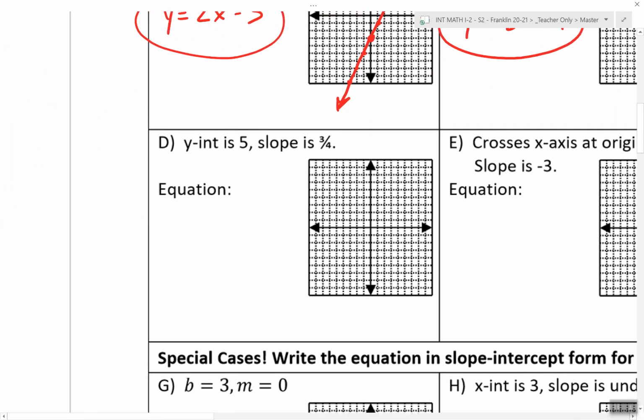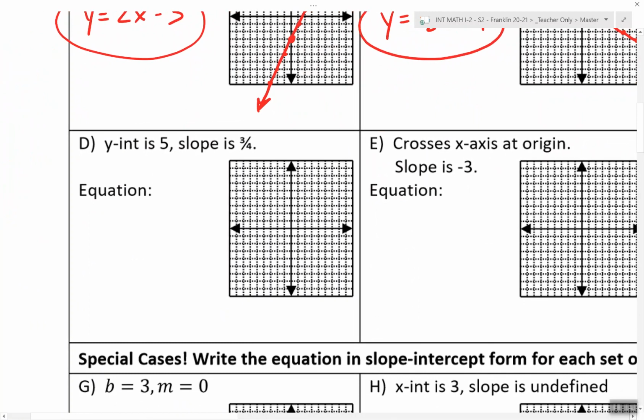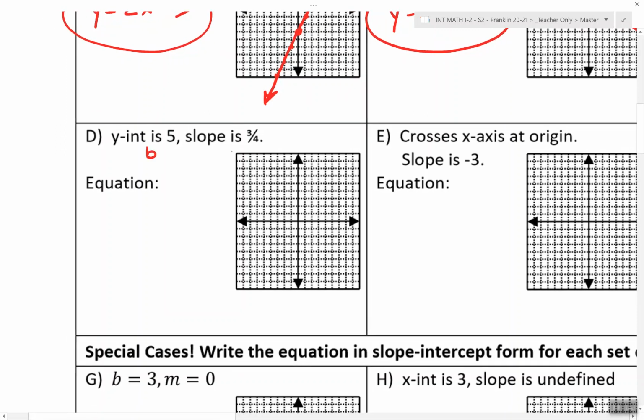All right, example D here, y-intercept is 5, slope is 3 over 4. So be careful here. The information in this problem is given to you in reverse order just to make sure you're paying attention. So the y-intercept is the b value, slope is the m value. So y equals 3/4 comes first, 3/4 goes in front of the x, and then plus 5 for the y-intercept.